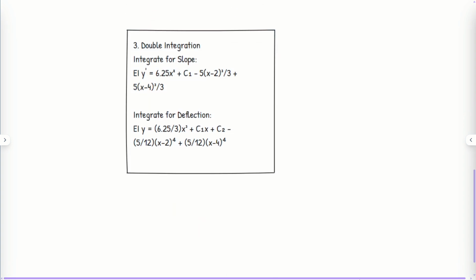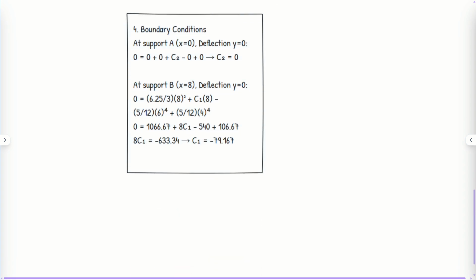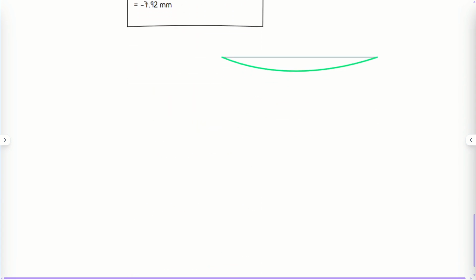Integrating the moment equation once gives us the slope equation with a constant C1. Integrating a second time yields the deflection equation and constant C2. We find these constants using boundary conditions. The deflection is 0 at both supports, which tells us C2 is 0 and C1 is negative 79.167. Before calculating the final values, we compute the flexural rigidity, EI, which is 24,000.